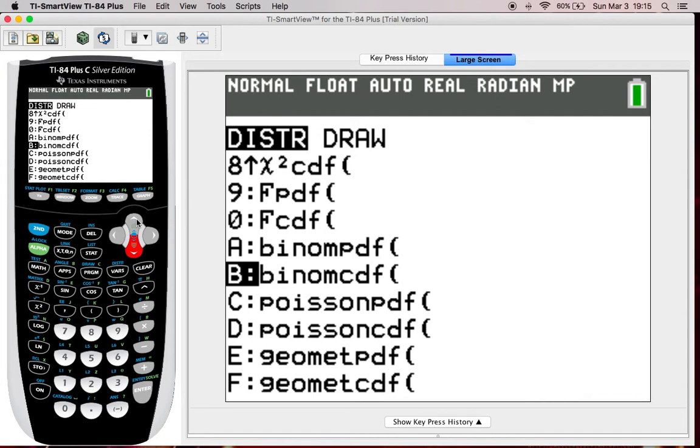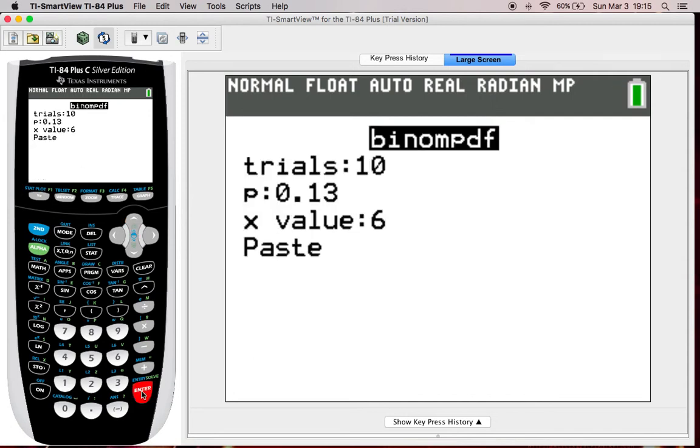But the first problem asked for the probability of exactly 4 trains arriving late. So we have that word exactly, so that tells me I want to use letter A, Binompdf. So I'm going to hit enter, and it's going to ask me for 3 things. It's going to ask how many trials we have. So how many total trains are we looking at? 15. What is the probability of success?